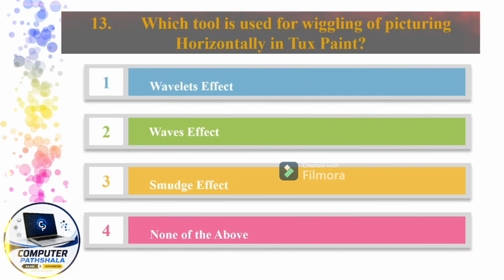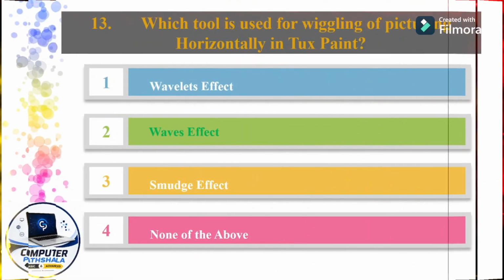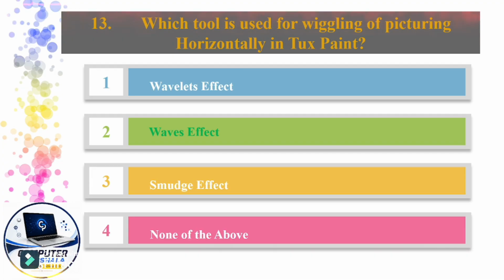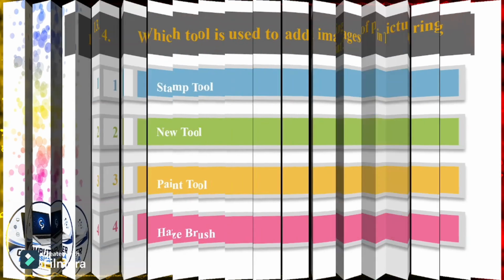Which tool is used for wiggling of pictures horizontally in TuxPaint? Wavelets effect, waves effect, smudge effect, none of the above. Your time starts now. The correct answer is waves effect. Very good. Now we'll move to the next question.